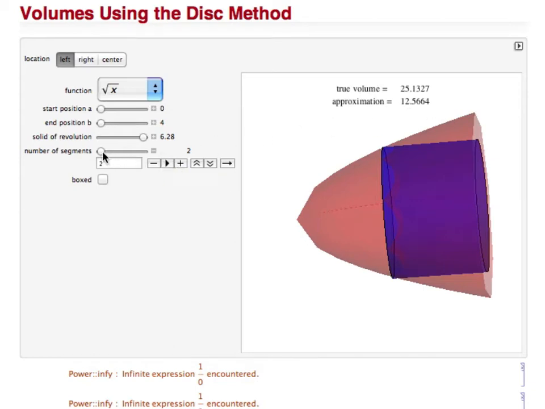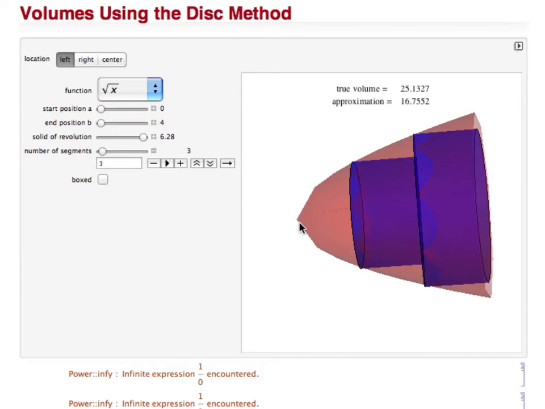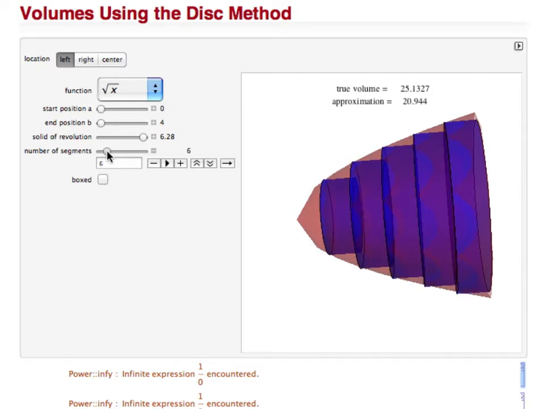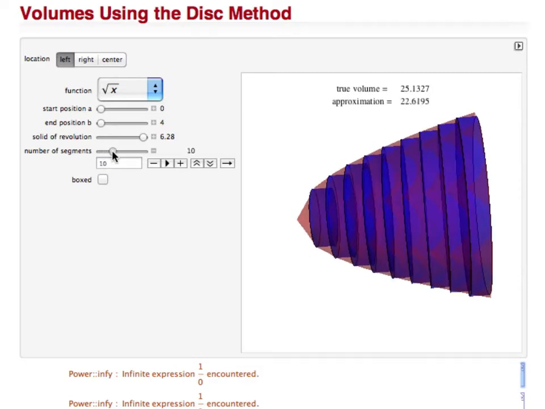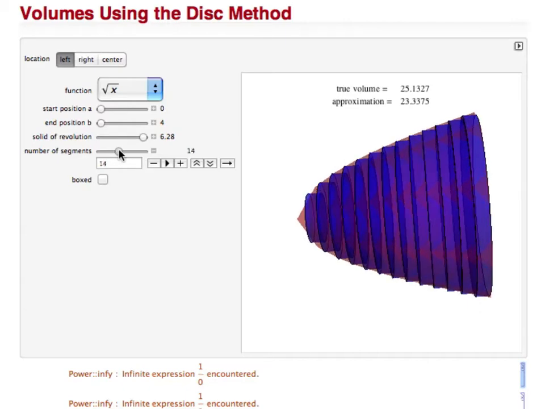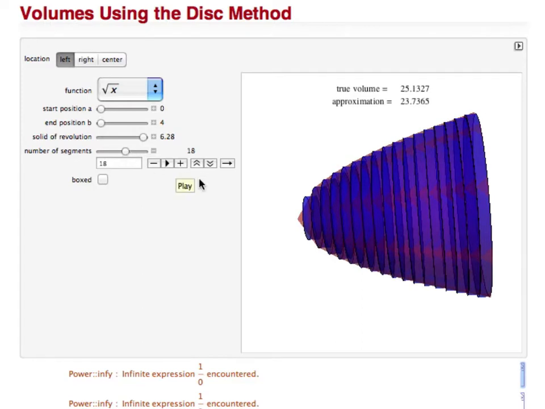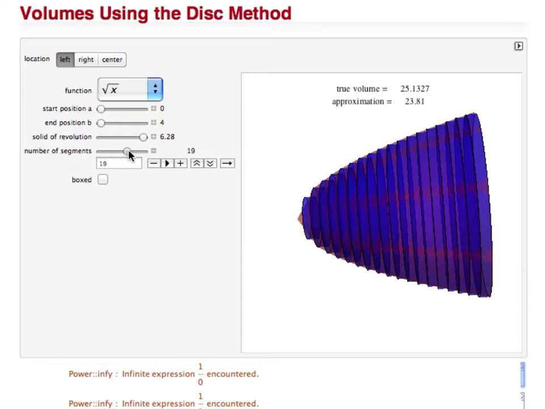Now if we increase this, now we have three disks. The first disk is 0, and we get a very crude approximation again as well. But if we increase the number of regions and shrink this interval or the height of these cylinders, you can see that the approximation is going to get closer and closer to the actual value of the volume. And this is really what we've been doing all along in calculus. So you can see here lots of disks, our approximation is getting much closer.